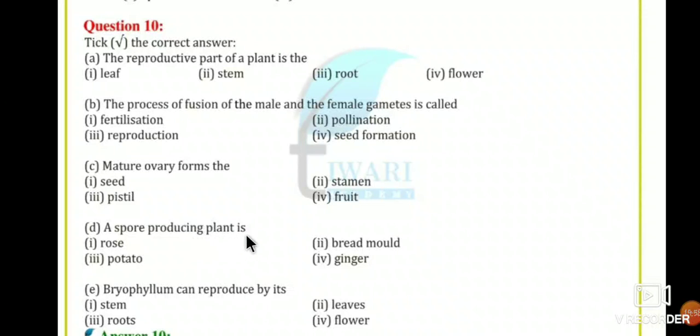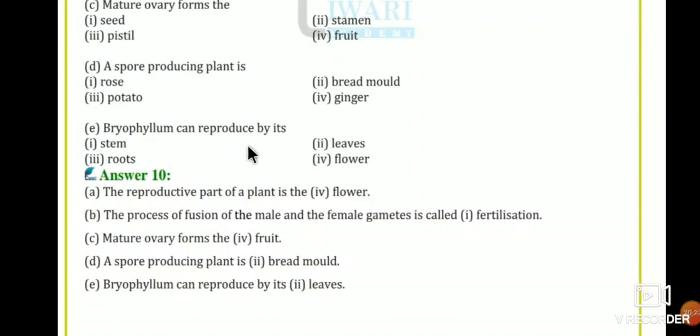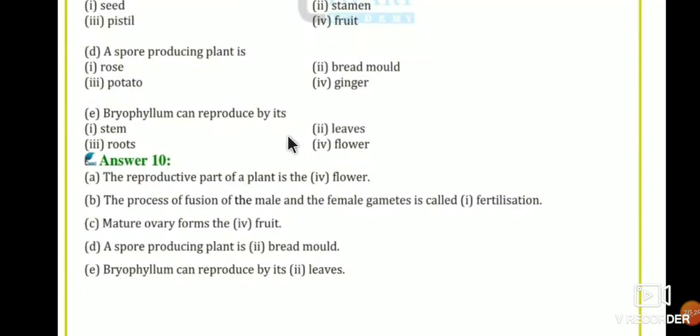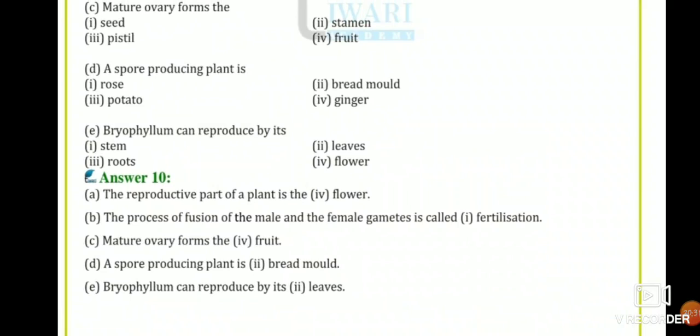A spore producing plant is, so rose is not a spore producing plant. Potato reproduces through the eyes, that is through the bud. Ginger, we did not discuss that concept in this chapter, but the last one, and the one and only, is bread mold. Next, Bryophyllum can reproduce by its leaf, or by the leaves. This is the answer for that one.